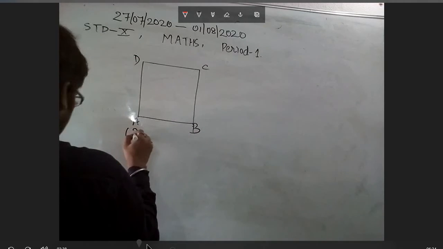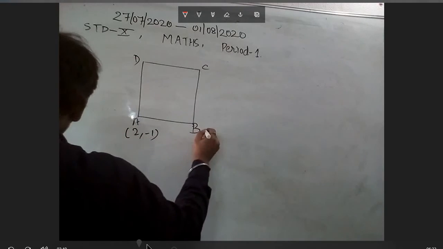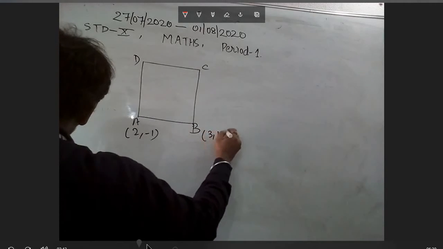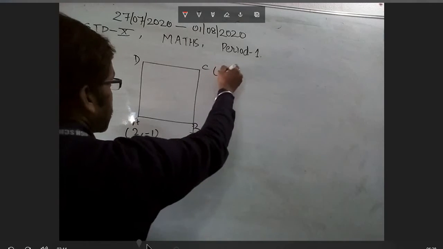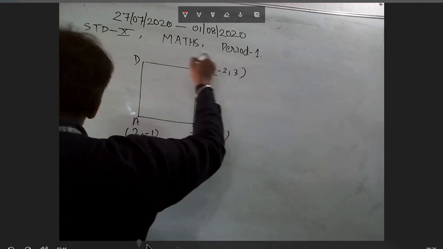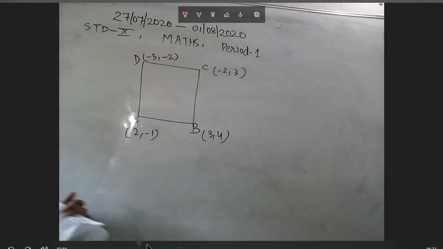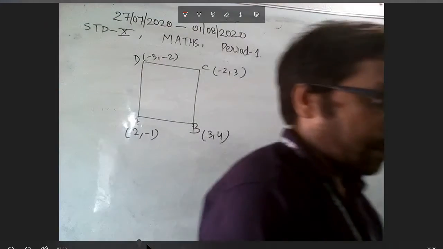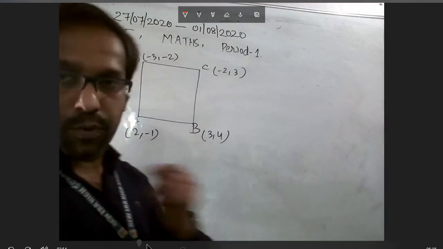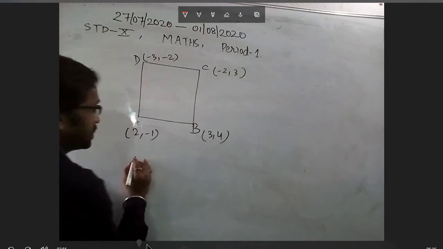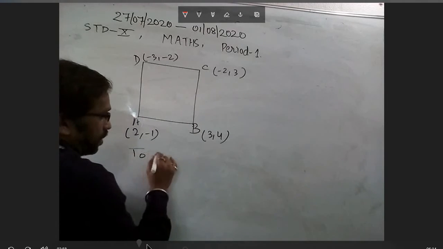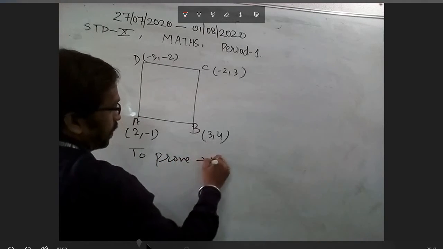4 points have been given, and their coordinates are also given, so I'm writing those coordinates also. A is 2, minus 1; for B it is 3, 4; for C it is minus 2, 3; and for D it is minus 3, minus 2. Now if it is a rhombus, then all four sides should be equal. That is what we have to prove.